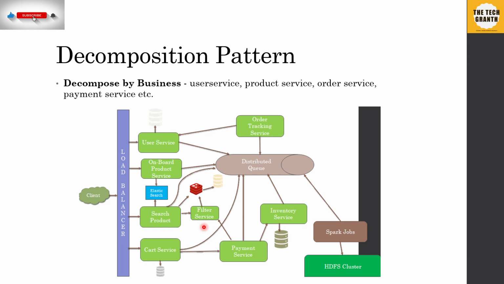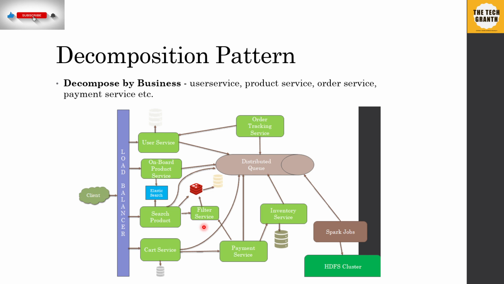going to achieve. So the business is to run a backend which will have the functionality of onboarding a user, onboarding a product, searching a product, then buying a product, and making payments. So all those functionalities are there, and they are broken down based on the business that we are dealing with.